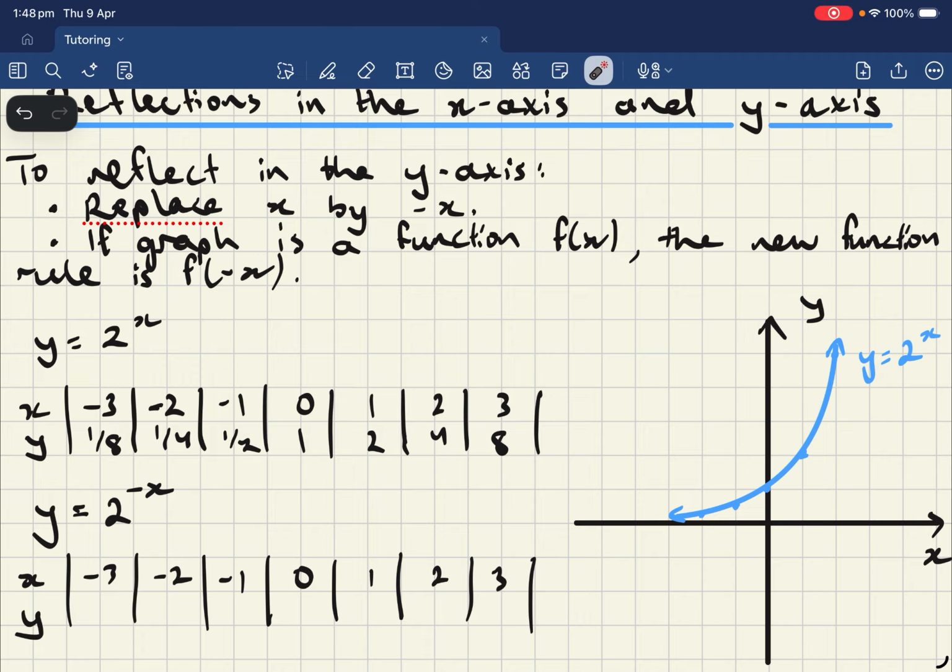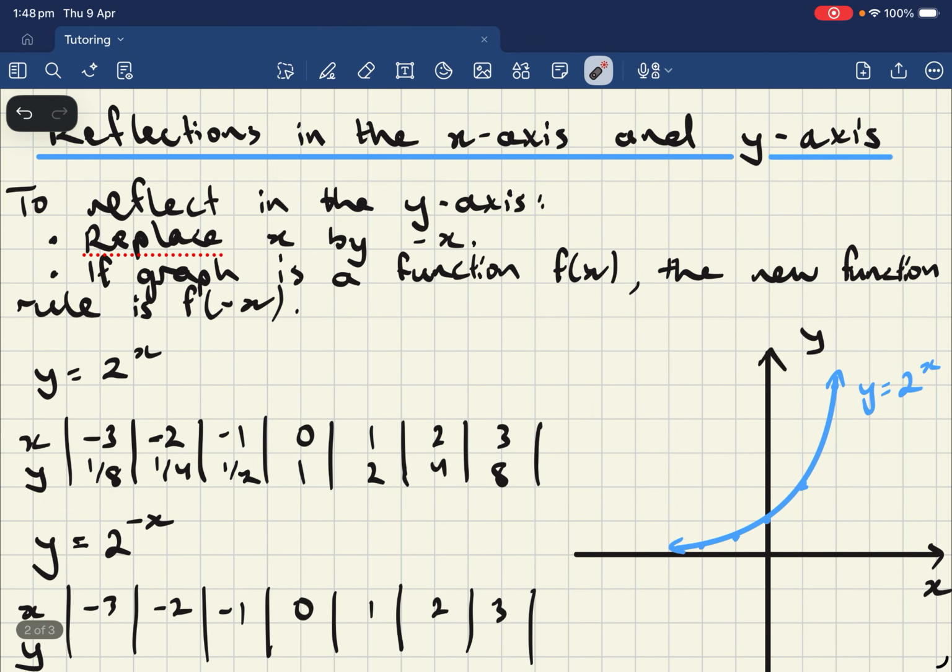And we're going to show this basically through tables of values and a couple of extra examples just to help you get your head around it. But in essence, when we want to reflect in the y-axis, we replace our x input with negative x. And we're going to see the effect of this when we look at this first example we have down the bottom. Now, if the graph is a function of the form f of x, the new function rule to reflect it in the y-axis is going to be f of negative x.